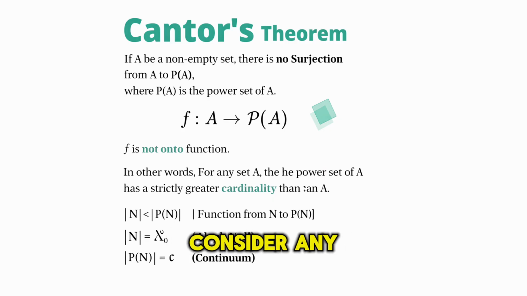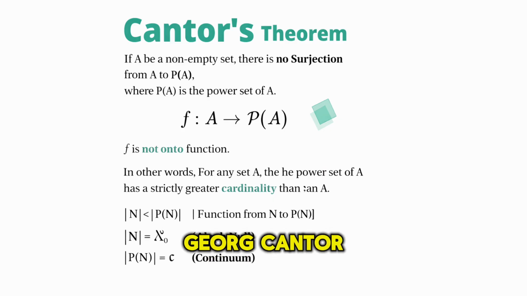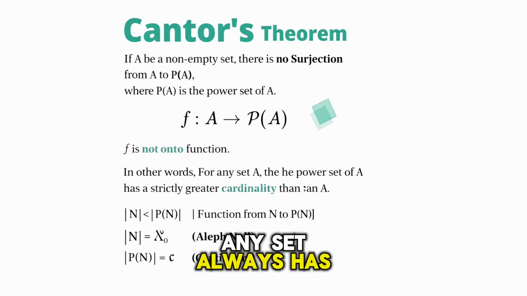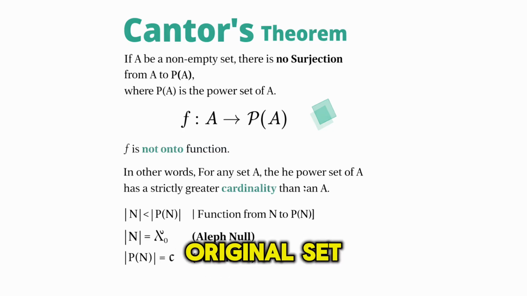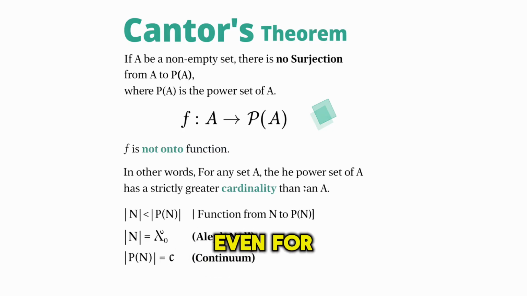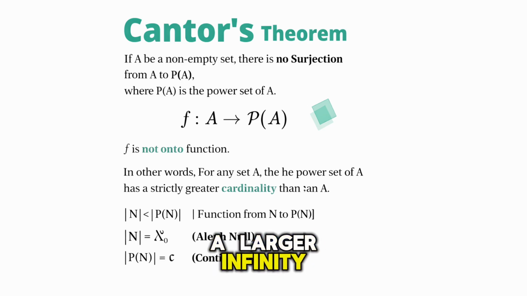Consider any set. The power set is the collection of every possible subset that can be formed from it, including the empty set and the set itself. Georg Cantor provided one of the most profound proofs in history. The power set of any set always has a strictly greater cardinality, or size, than the original set. Even for an infinite set, its power set represents a larger infinity.